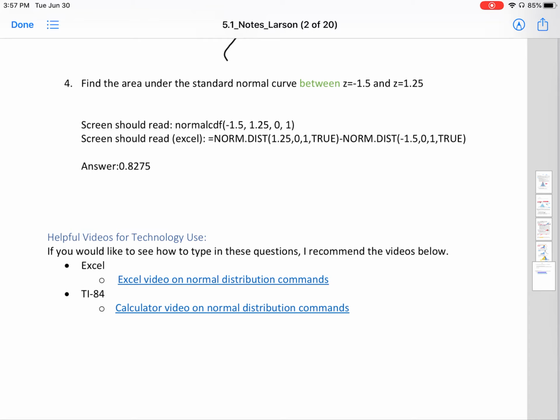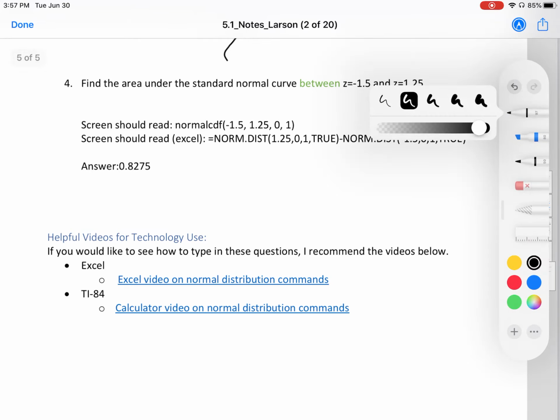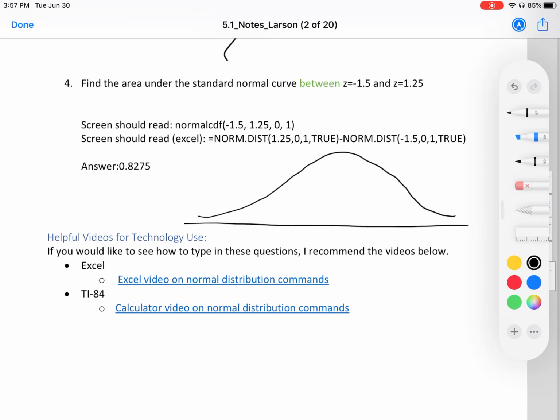Find the area under the standard normal curve between negative 1.5 and 1.25. All right, so let's draw a bell-shaped curve. And notice I'm no artist, but I still draw this so it helps me out. So I have negative 1.5 and positive 1.25. And I want the area between. So this is what I want.